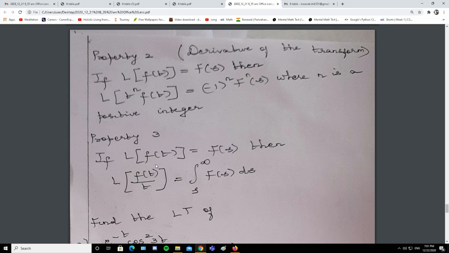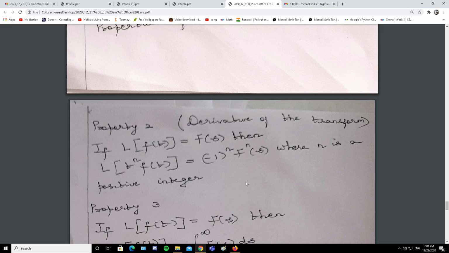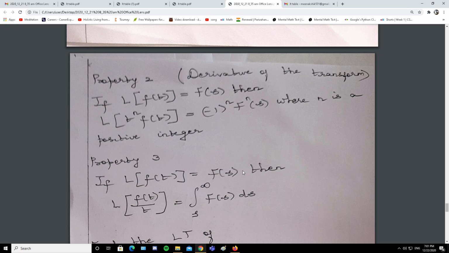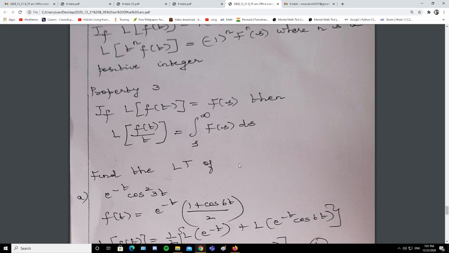The third one: if Laplace of f of t equals f of s, then the Laplace of f of t by t is integral s to infinity f of s ds. So if the Laplace transform of the real valued function exists, then the Laplace of f of t by t is the integral from s to infinity of f of s ds. Now, you don't have to learn the proof for any of these properties. It's enough if you remember the statements. We'll be using them in problems.